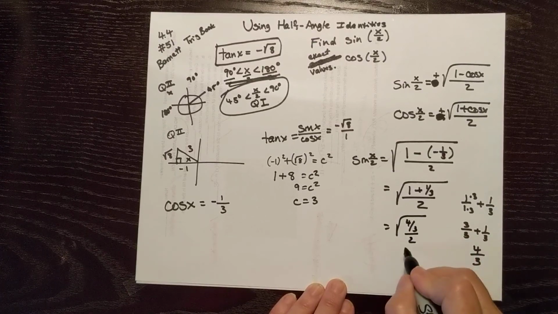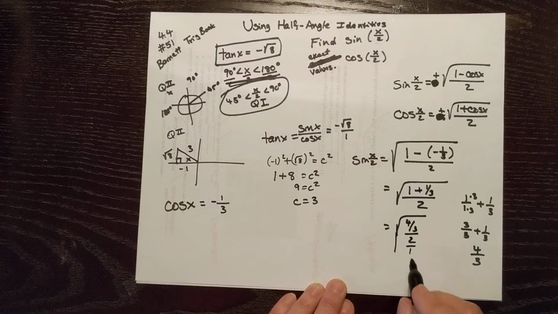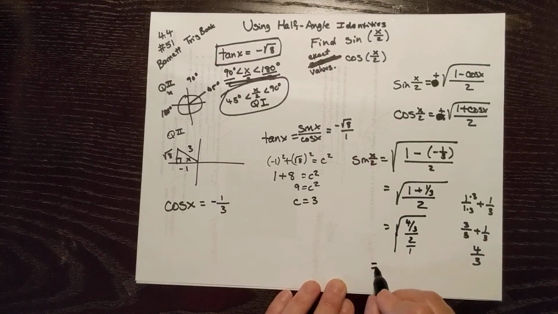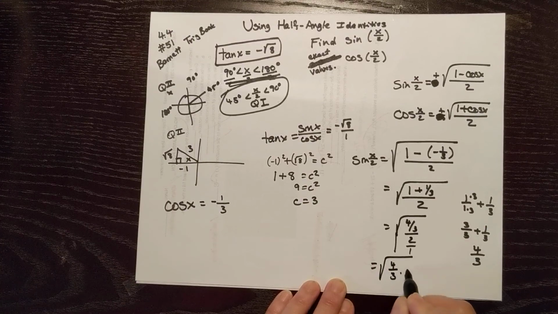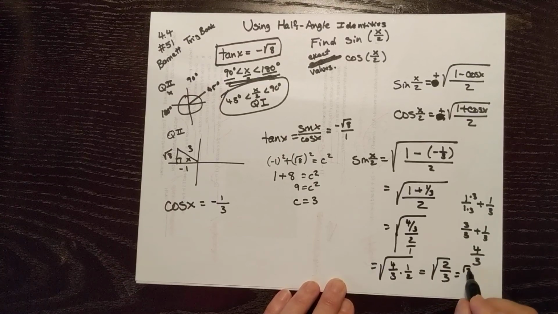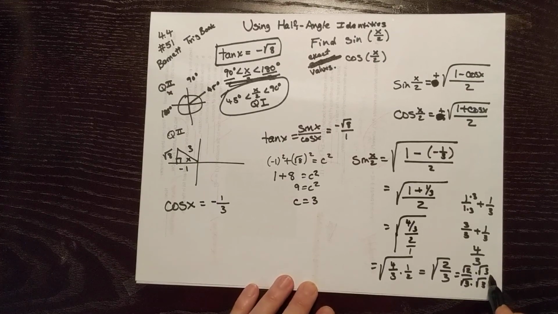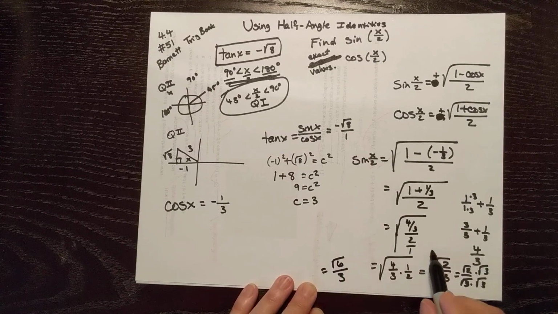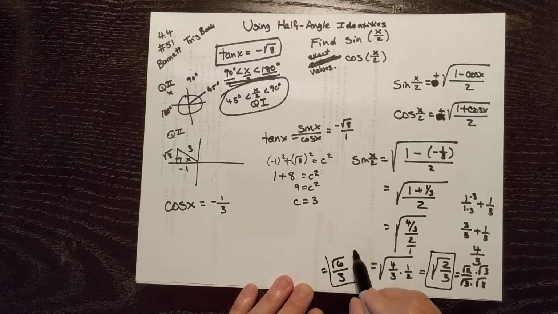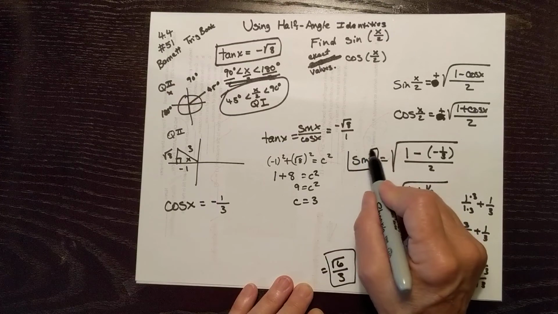So I had a mistake on the key. So I can think of the 2 as 2 over 1. This is a keep, change, flip. This is the square root of 4 over 3 times 1 over 2. This is going to be the square root of 2 over 3. Now, if you rationalize the denominator, this would be times the square root of 3 over the square root of 3. I've run out of room, so I'm going to write it over here. The square root of 2 times the square root of 3 is the square root of 6 over 3. This is an acceptable answer for the sine of x over 2.